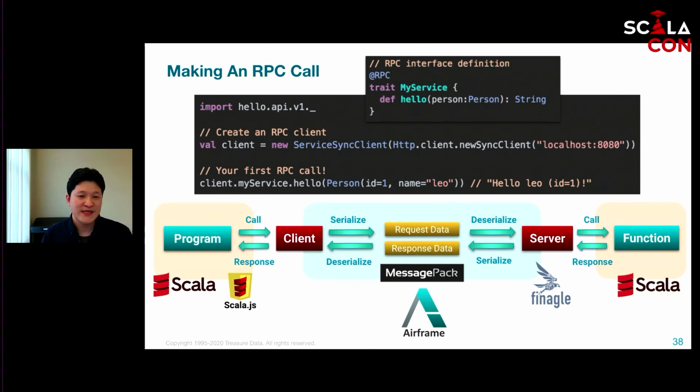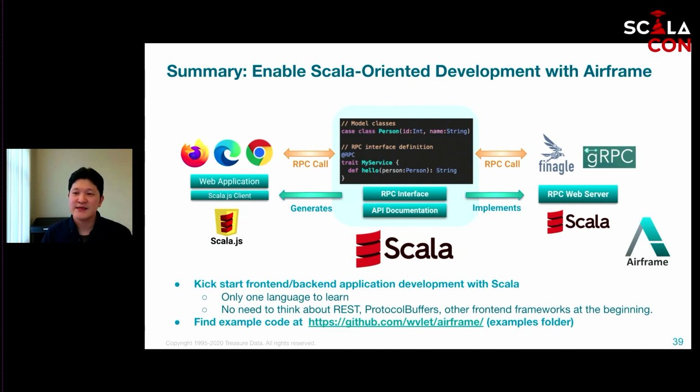The code is quite simple, just plain Scala, but behind the scenes we need to do many things, like serializing Scala classes into MessagePack, and server-client interaction using Finagle or gRPC. But yeah, that's it. So by using Airframe RPC or Airframe RX, you can enable Scala-oriented development with Airframe.